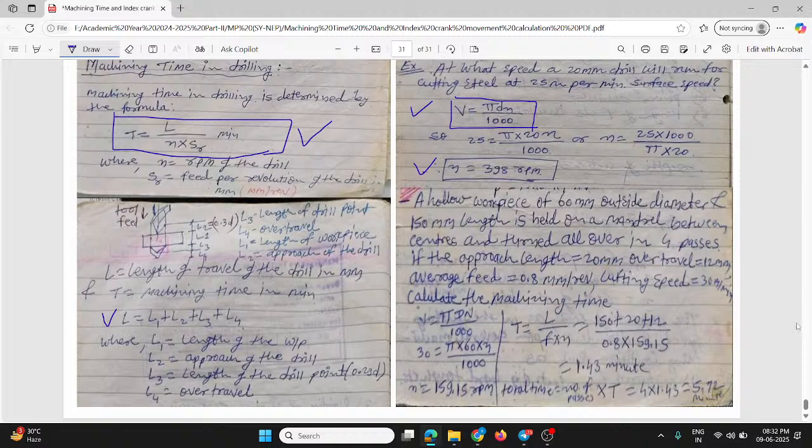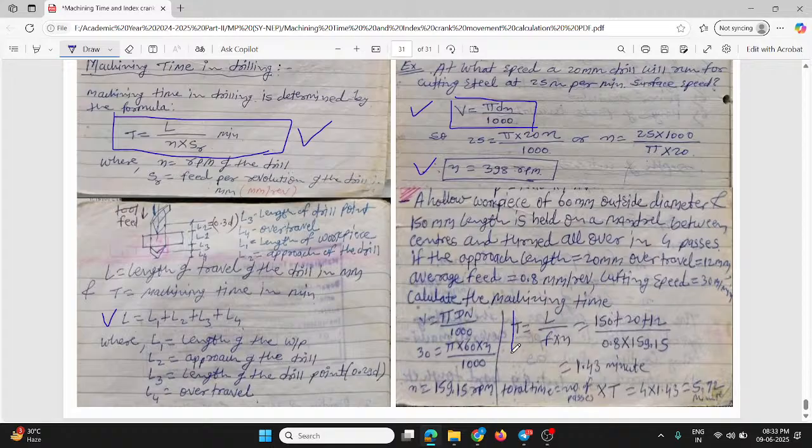Another numerical we can see. The statement is: a hollow workpiece of 60 mm outside diameter and 150 mm length is held on a mandrel between centers and turned all over in 4 passes. The approach length is 20 mm, over travel is 12 mm, average feed is 0.8 mm per revolution, cutting speed is 30 meter per minute, and you have to calculate the machining time.